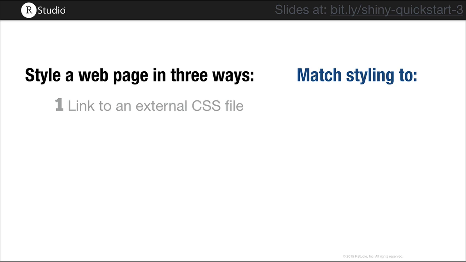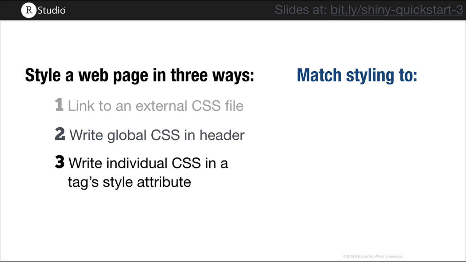You could link to an external CSS file. You could write global CSS in the header, in between the style tags, or you could write individual CSS in a tag style attribute. So for example, when I said style equals color green.